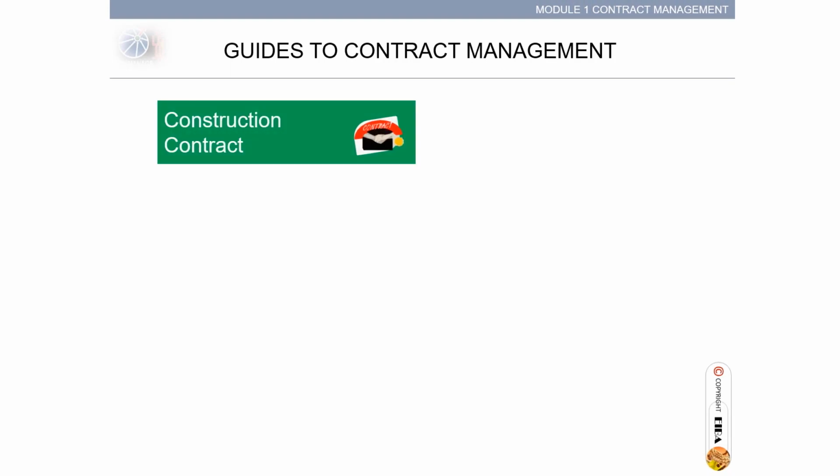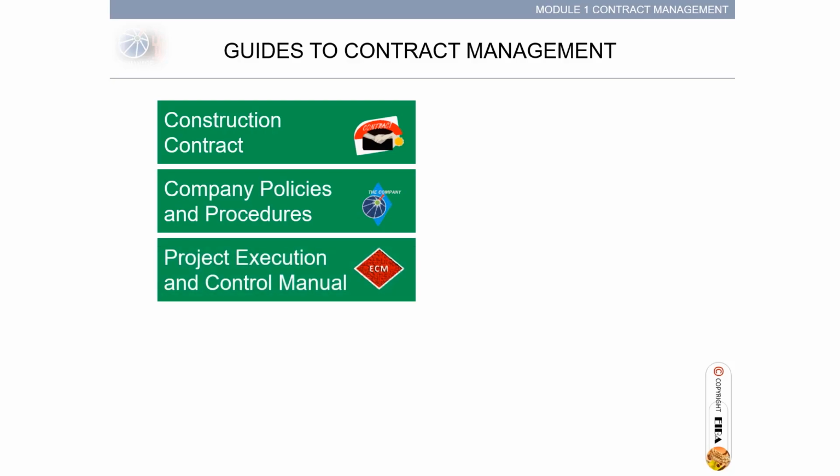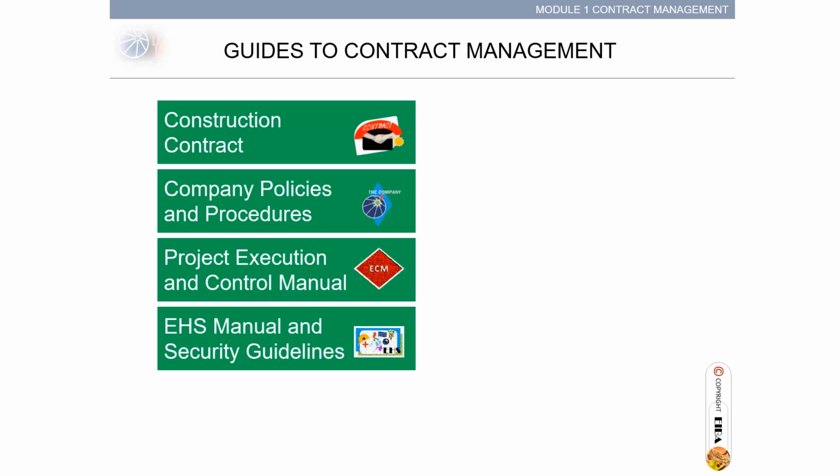Guides to contract management must be in place to implement the contract in an organized and efficient manner. First, the construction contract. There has to be one when into contracting. Company policies and procedures, both for the constructor and the owner. Project execution and control manual. Well-managed companies have this to organize how projects are handled. I normally consider the manual as the universal project document. EHS manual and security guidelines.